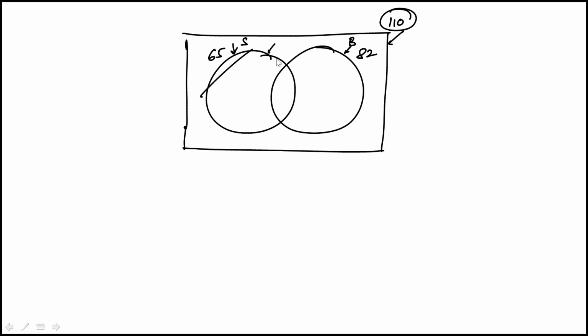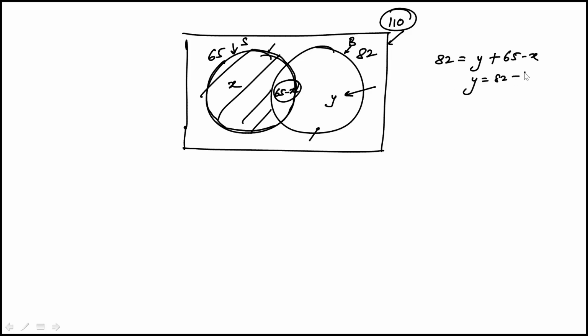So that's this region here. And I'm going to assign that a variable and try to write everything else in terms of x, which means that people who own both stocks and bonds would be 65 minus x, because that entire circle is 65. And then I can also find this category because I know 82, I'm assigning y for now, must be equal to y, which is bonds only plus the overlap. So that's 82 minus 65 plus x, and that would be 17. So I can get rid of that variable and just write it in terms of x.